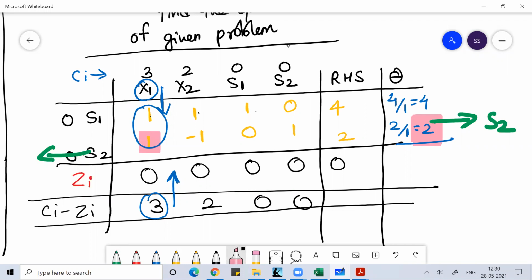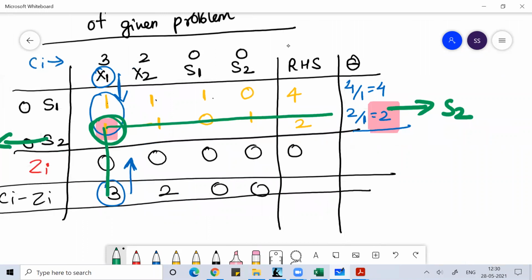The value 1 which corresponds to the row of the variable going out and the column of the variable coming in is called the pivot element. So here you will call 1 the pivot element.